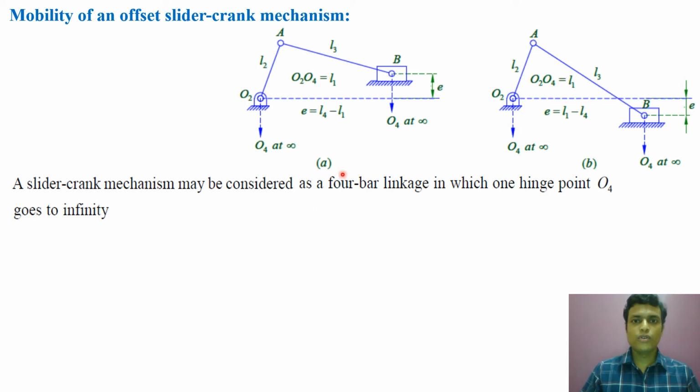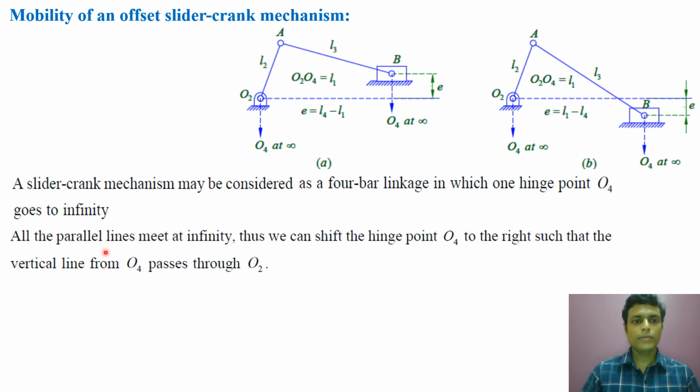So O4B is L4 and O4O2 is L1. So what is the condition? What is E? E will be L4 minus L1. L4 is what? L4 is, say, O4 is here on a vertical line passing through O2 and O4 at infinity. So O4B is L4 and O4O2 is L1. So L4 minus L1 will be equal to E.